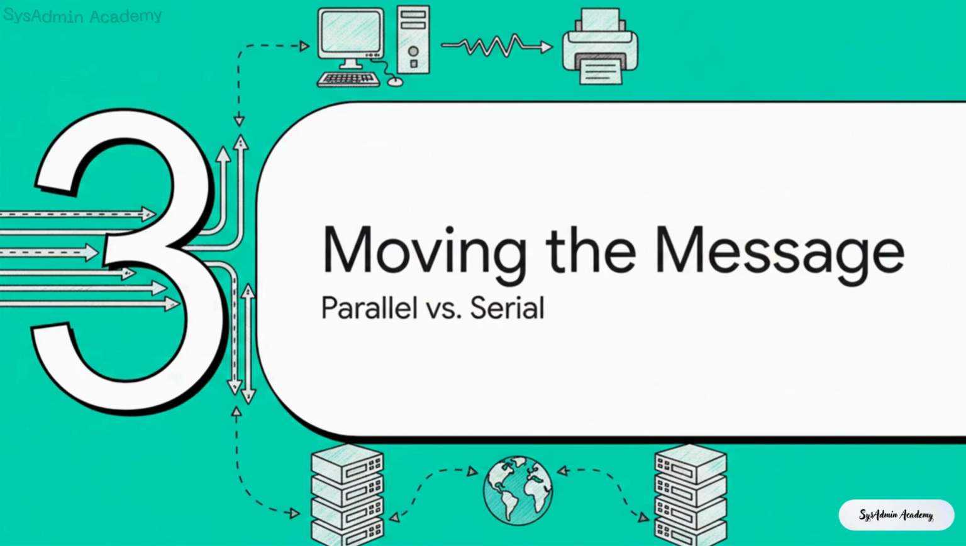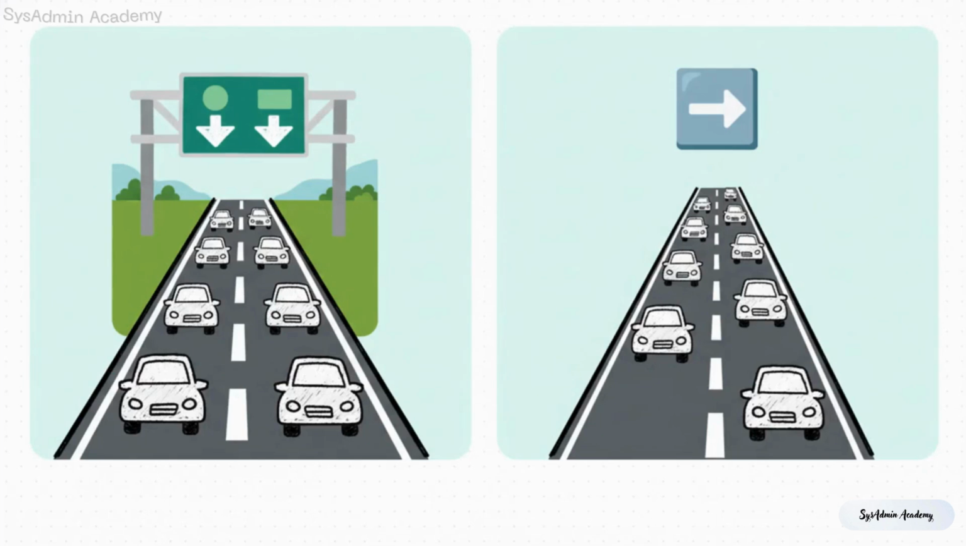Okay, so we've nailed down how data is represented. The next big question is, how do we actually move it? How does it get from point A to point B? We're talking about getting it from your computer to your printer, or from a server in New York to another one in Tokyo. You need a way to transmit it, right? Turns out there are 2 basic ways to get this done.